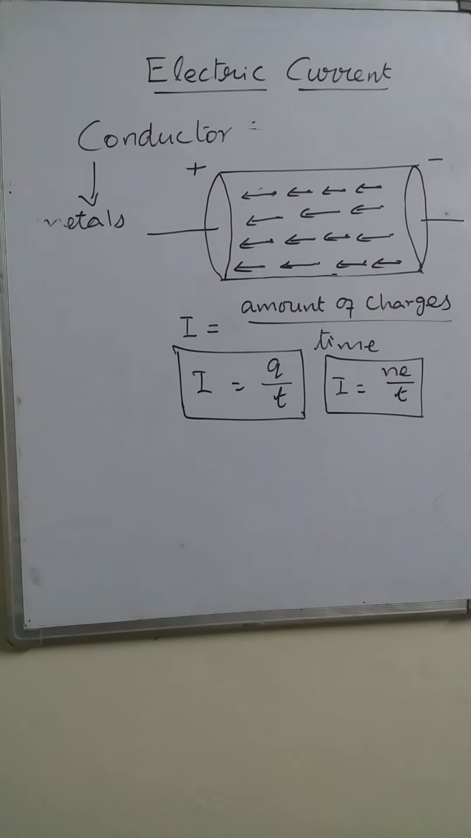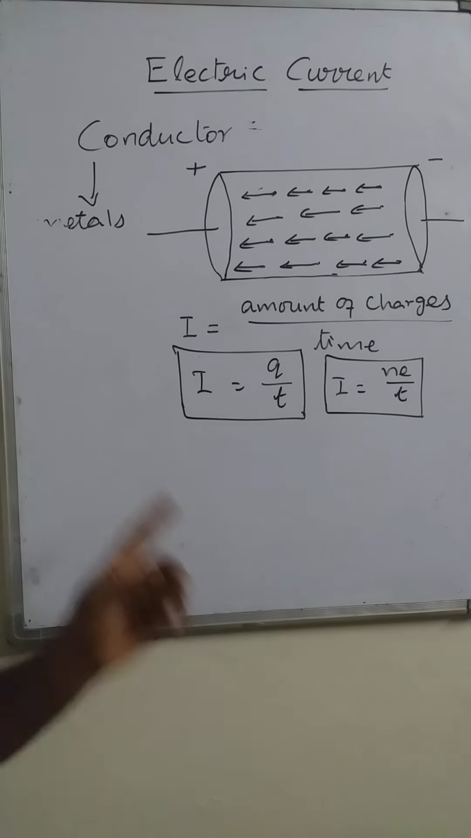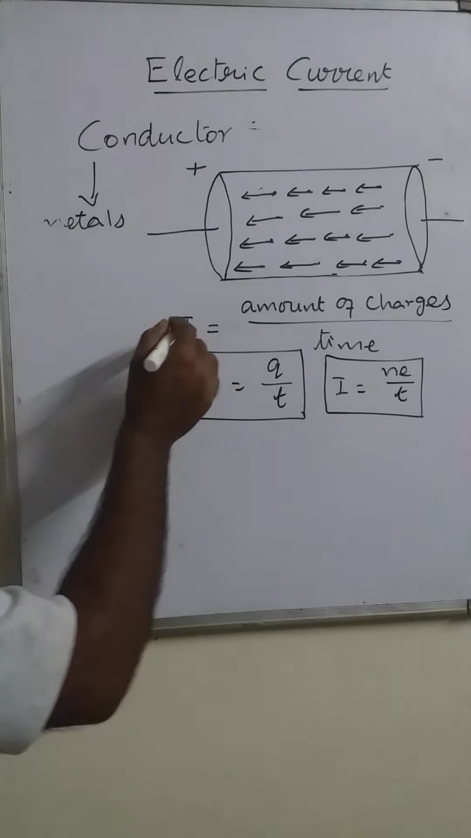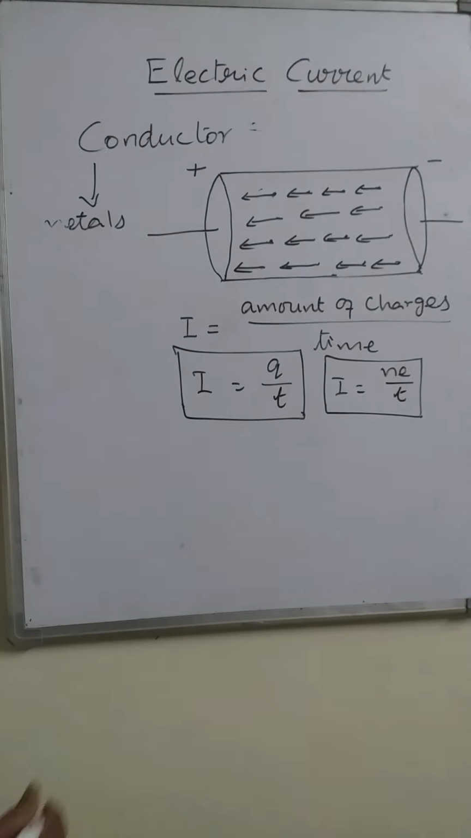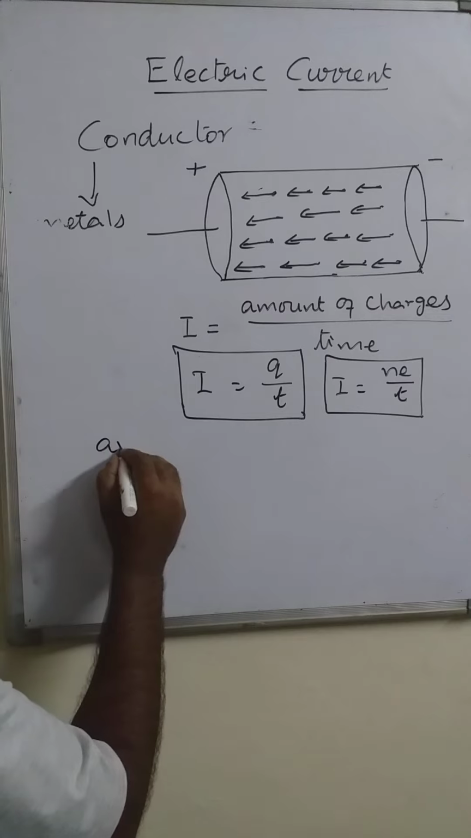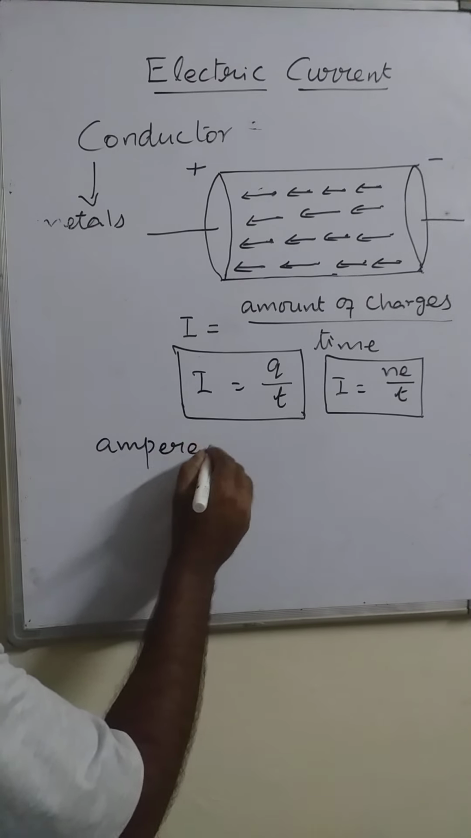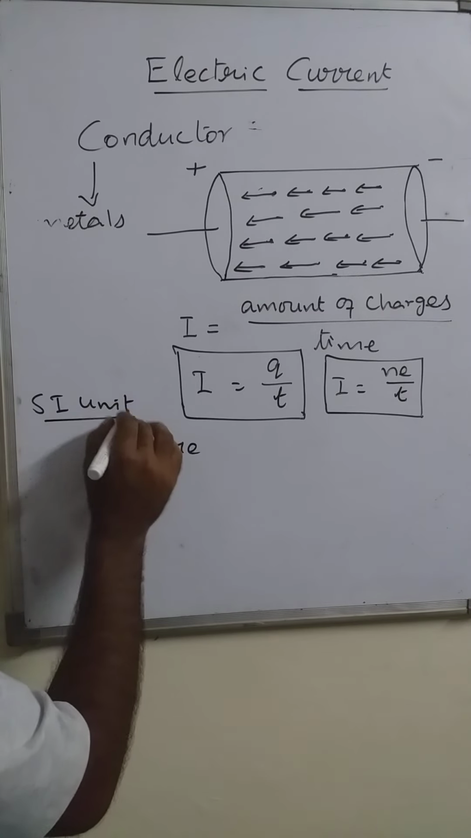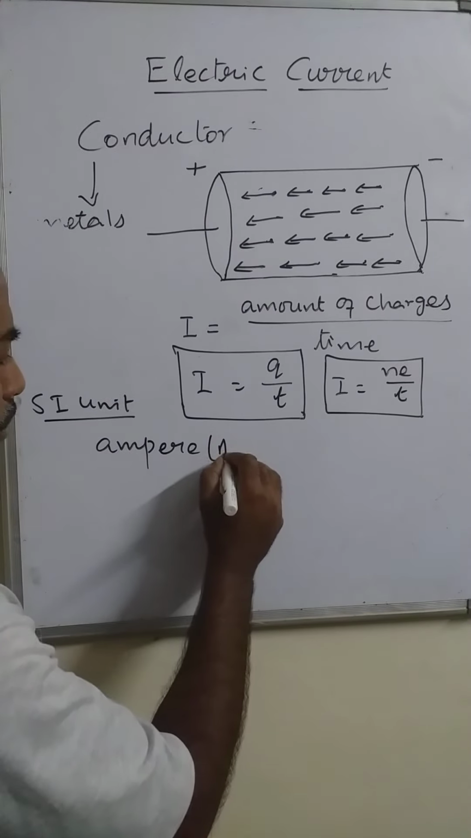So the electric current is one of the fundamental quantities in physics. We have so many fundamental quantities. Among them, electric current is also one of the fundamental quantities. So it is also given a unit, because every physical quantity has a unit. Electric current also has a unit, that is ampere. This is the SI unit of electric current. SI unit of electric current is ampere.